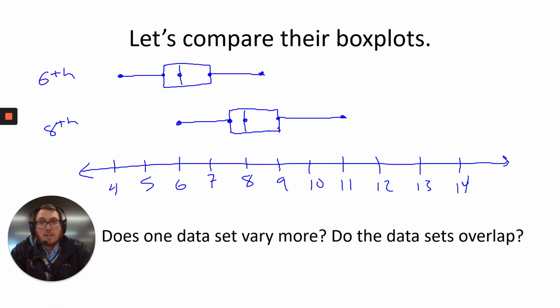The difference here is that the box for this 6th grade one is completely below the box for the second one. We're not looking at these whiskers because those could be outliers, like one person has a really big shoe size or really small shoe size, which could affect those portions of the box plot. But they have the same variation, but do the data sets overlap? The answer is no.